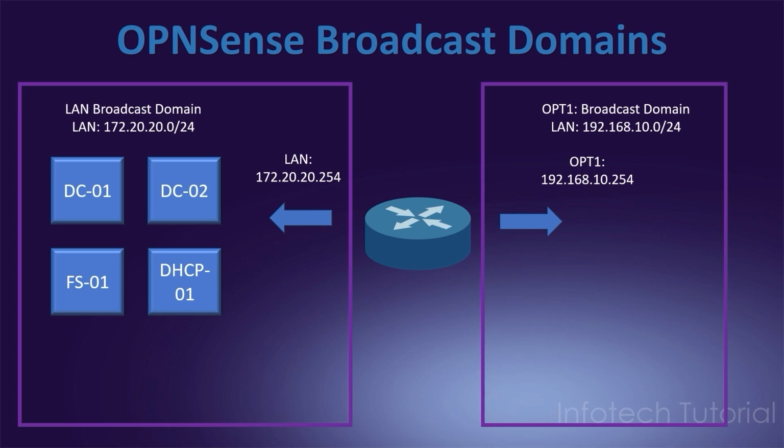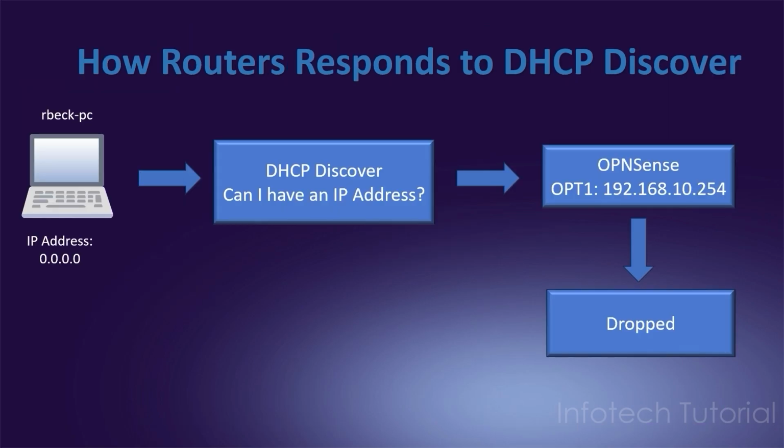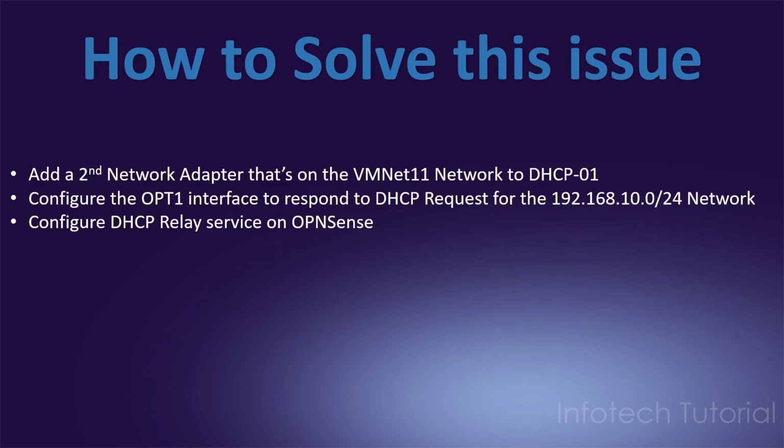And the same idea applies to the 192.168.10.0 network. If a device within this network sends out a DHCP message, all devices within this network will get it. So we see that there is no DHCP server on this network. So when RBAC PC sends out a DHCP discover message and it goes to the UP1 interface on OPNSense, it will get discarded.